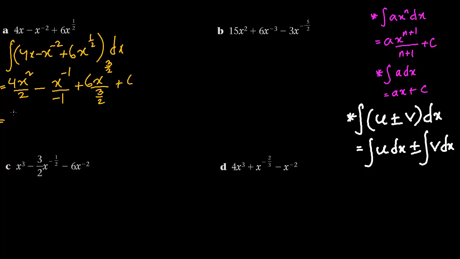So if we simplify this, this becomes 2x squared, minus minus cancels off, plus x to the power minus 1, and 6 divided by 3 by 2 is actually 4. X to the power 3 by 2 plus c.